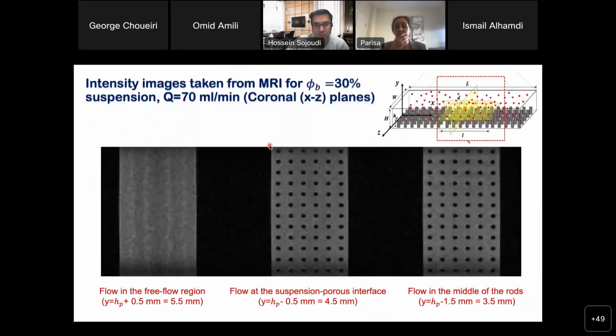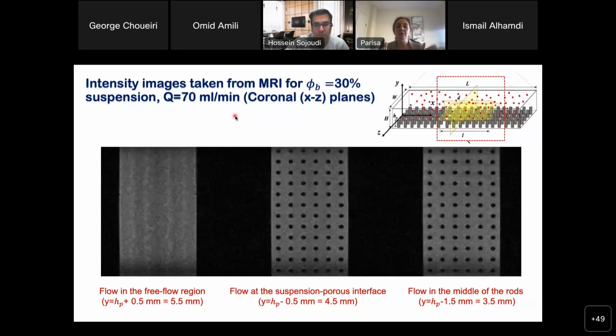So here, I'm going to start with some of the analysis that we did with the MRI. This slide shows the intensity images taken from MRI for a 30% suspension. The flow rate is only 70 milliliters per minute. The flow rate for MRI must be very small, and the Reynolds number in this case is just 0.1, because of the application and limitation of the MRI. We couldn't go higher. It should be very small so you can capture what's going on.